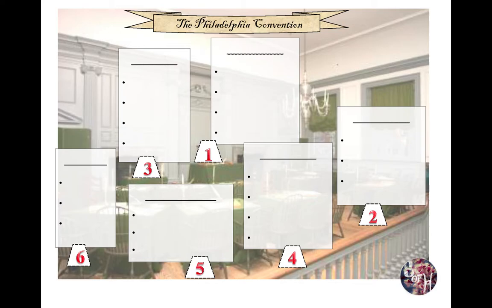You're going to notice that the little line at the top is where the name of the person goes. And then the bullet points below are where you write down your information about each of these people that attended the Constitutional Convention. You're also going to notice the numbers. That's where your little figures are going to go. And I'll talk to you about that here in just a moment.